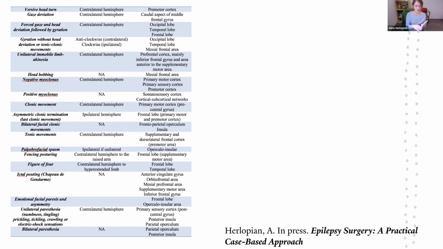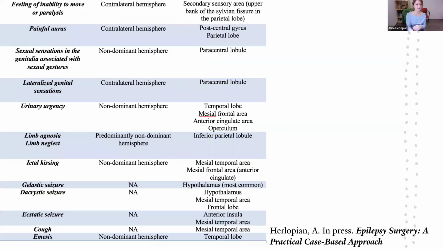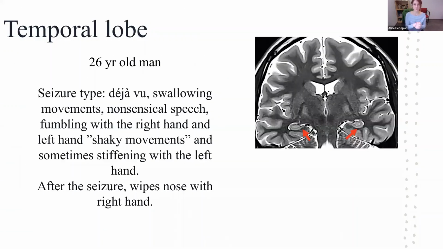Motor movements, tonic, clonic, are always contralateral to the ictal onset. And finally, you have these other sensory manifestations, which are always contralateral to the primary sensory cortex. So let me give you some examples to go over the cases.